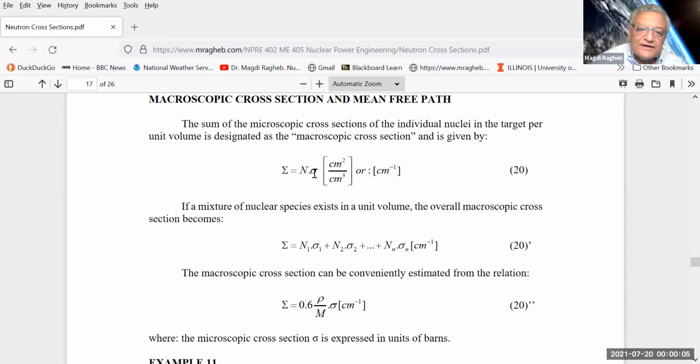So taking that number density, which is really number per centimeter cube, and multiplying it by the sigma, which is the area of the nucleus. So here it has a physical meaning. The physical meaning is that it is an area per unit volume.